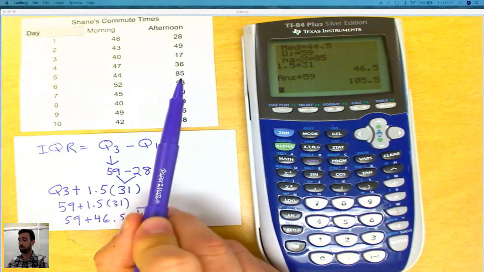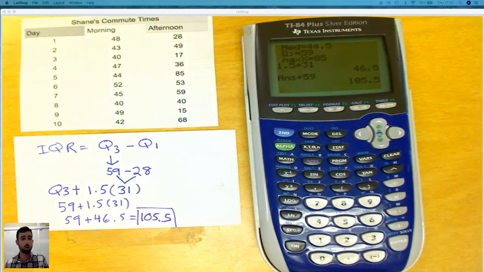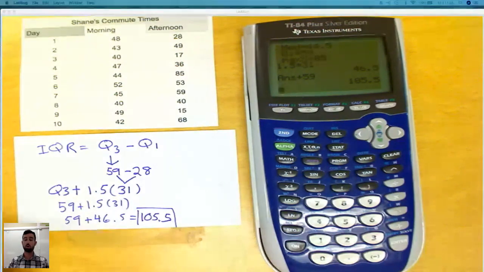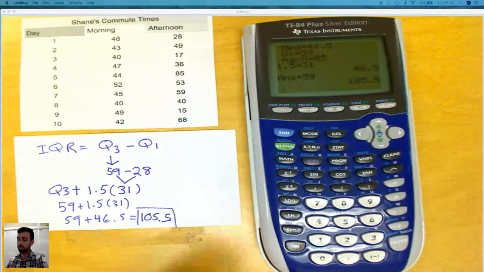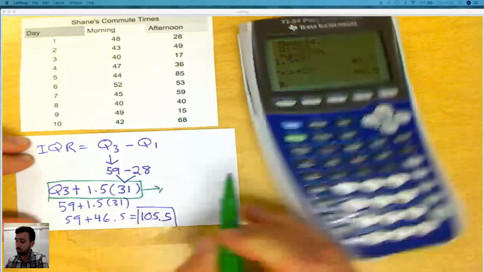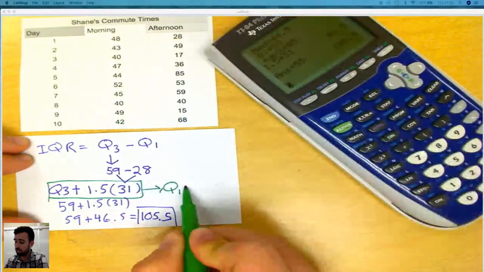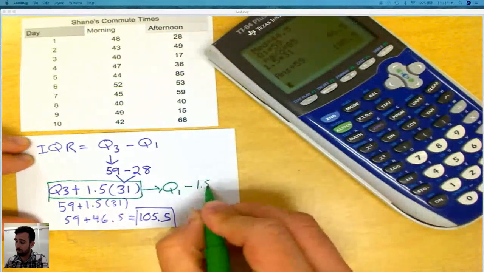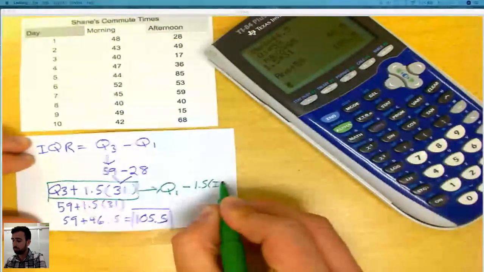My highest one was 85. So it looks like there are no outliers on the upper end for my commute time going home in the afternoon. Now, let's see about our lower quartile. So it's going to be similar to this one right here, except we're going to take Q1 and subtract the 1.5 times my IQR.